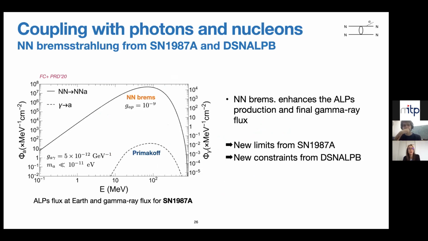So what we have done then was to consider ALPs coupled to photons and nucleons. And here, then, the production, as I said, is enhanced by the nucleon-nucleon Bremsstrahlung channel. So here is the flux of ALPs produced by a typical supernova, and the gamma ray flux from a supernova at the position of supernova 1987A, where you see that the Primakoff production channel that I discussed before is very much suppressed, and the dominant contribution, if you allow coupling with nucleons, is then the nucleon-nucleon Bremsstrahlung. Of course, it depends on the value of this parameter, which we set at its upper limit.